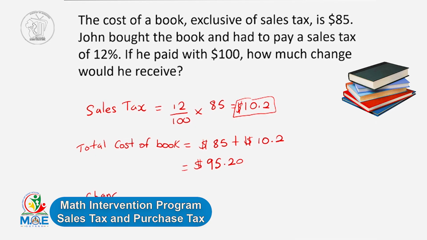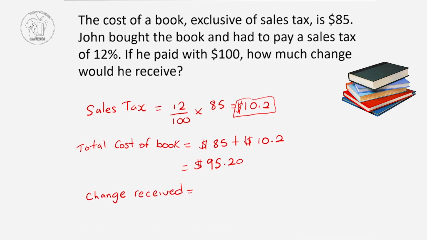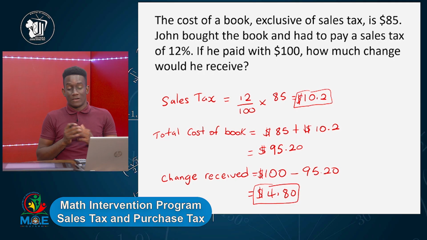The change received would be $100 subtract the $95.20, which will give us $4.80, or $4.8. And that is how we work out this question. So the answer for this would be $4.80. After he paid with $100, that is the change that he would receive.